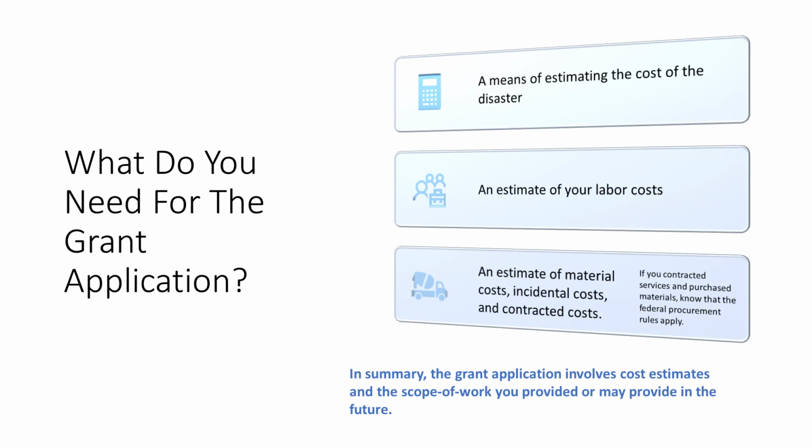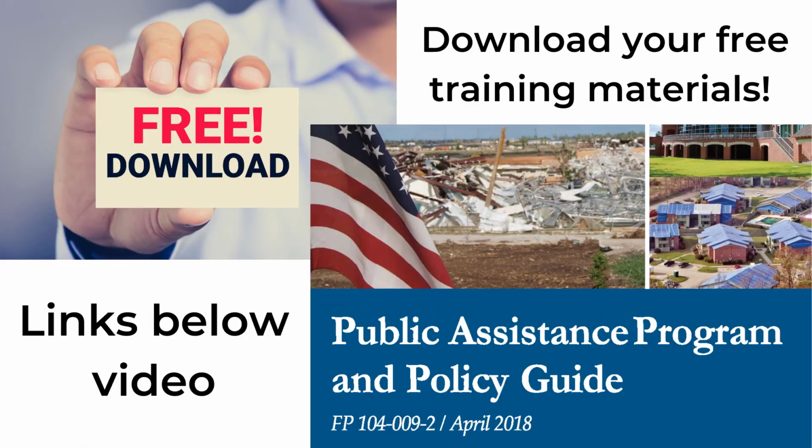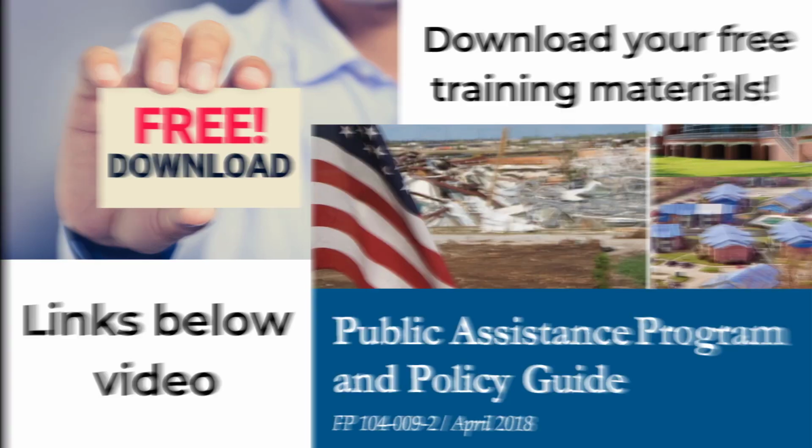So the grant application process involves cost estimates and the scope of work you provided or may provide in the future. The best help we can provide is to give you the rule book for this game. It's called the Papaji, or the PAPPG, the Public Assistance Program and Policy Guide. Click the links below to download this PDF book.